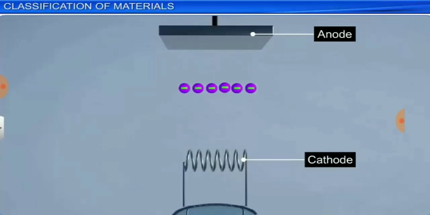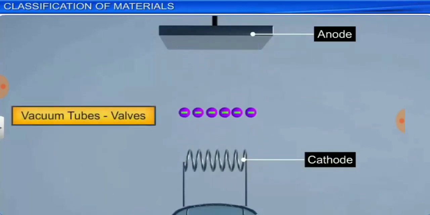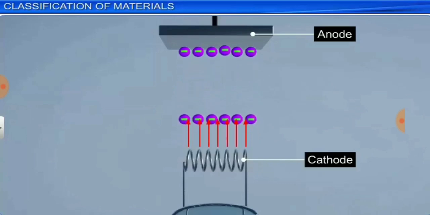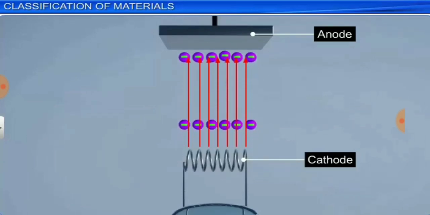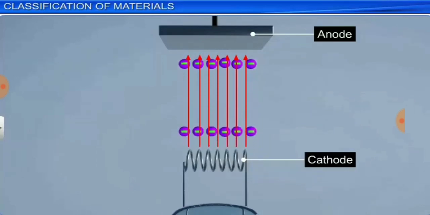Vacuum tubes are also referred to as valves, as in these devices the flow of electrons is in only one direction, that is, from cathode to anode. As such, they are useful for directing radio signals. Children, you can see that electrons are only moving from cathode to anode in one direction. That is why vacuum tubes are also known as valves.